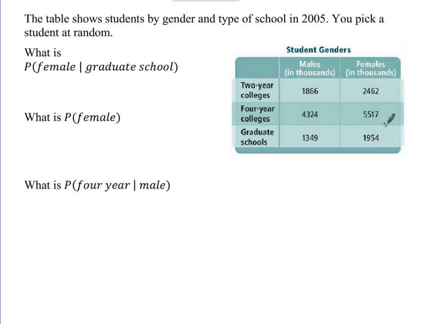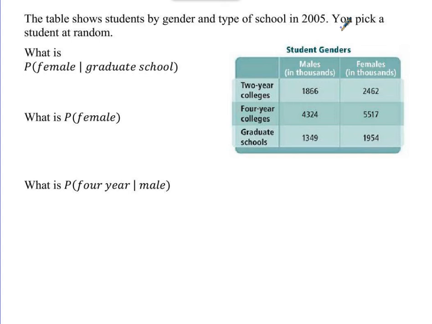Now, because of this table, we can answer things like the probability that a person is a female given that they went to graduate school. Read it correctly, and that will help you solve this problem in terms of what you're looking at in the contingency table. So the table shows students by gender and type of school in 2005. You pick a student at random.